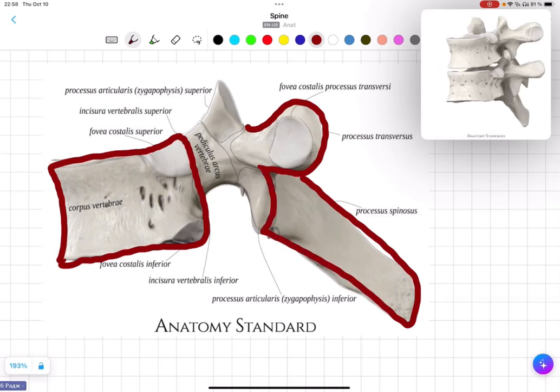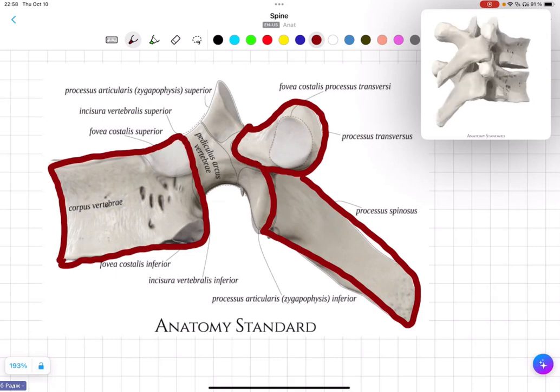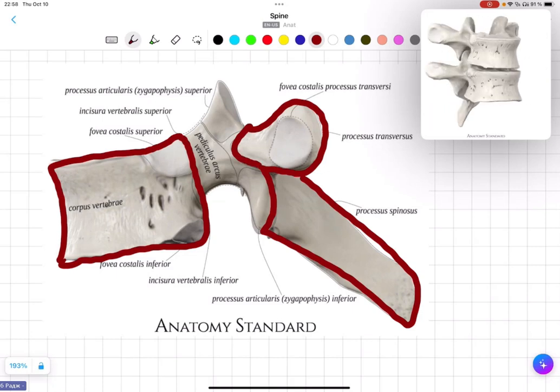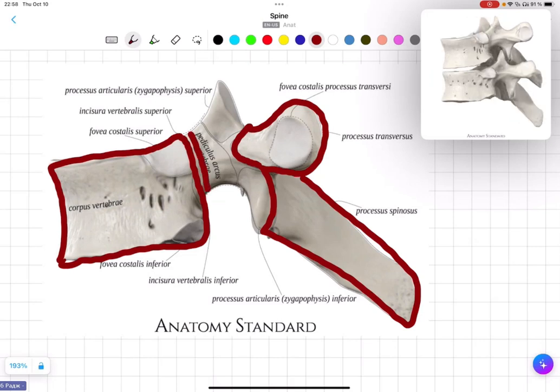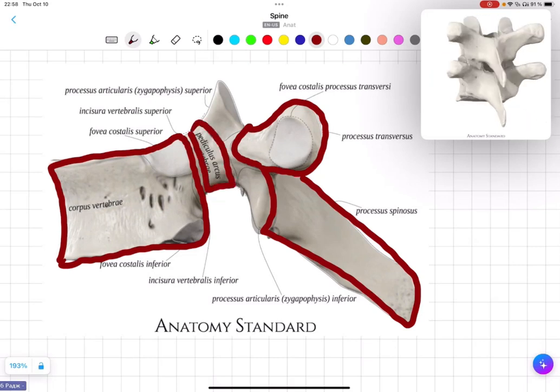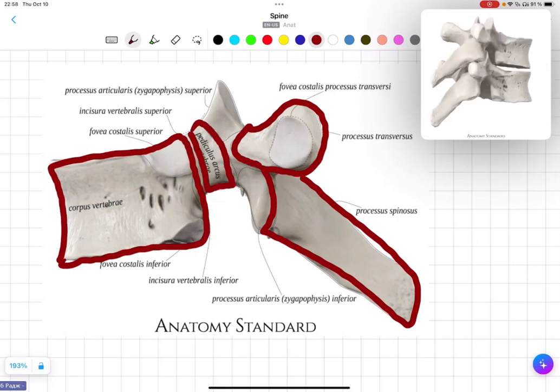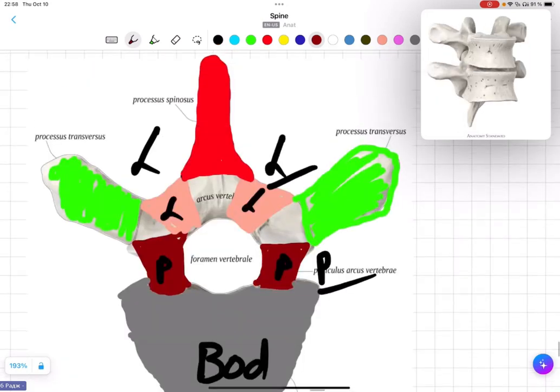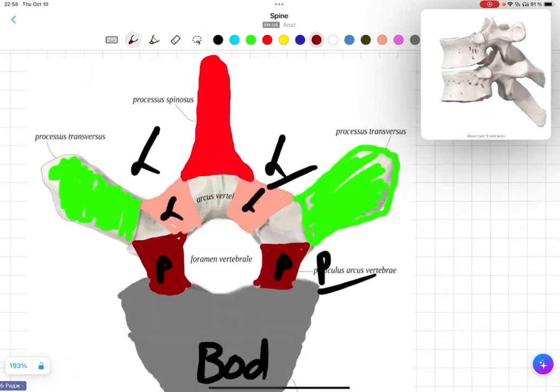Whatever I have already told you, I will highlight it from the brown color so that you already know. Then I also told you about this pedicel. We cannot see the lamina because lamina was between the transverse process and the spinous process.